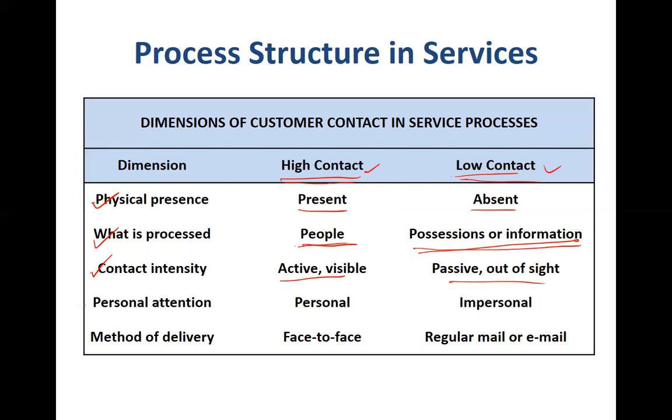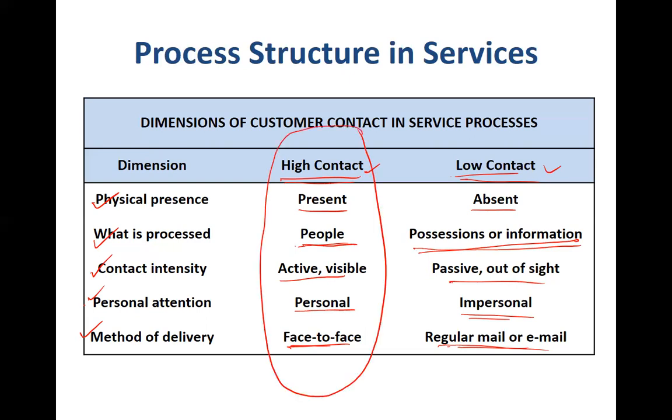Personal attention that needs to be paid again will vary from being highly personal in terms of what is needed by the customer versus relatively impersonal, as in what the customer might need. So that would be the fourth dimension of customer contact. And finally, the method of delivery, face to face versus regular mail or electronic. So you can think of different contexts, whether it's consulting, legal services, restaurants, hotels. You would see certain processes that would fall under the high contact kind of setting, and there would be certain processes which will fall under the low contact kind of setting. So it is important to keep that in mind when we are structuring the process for the service.